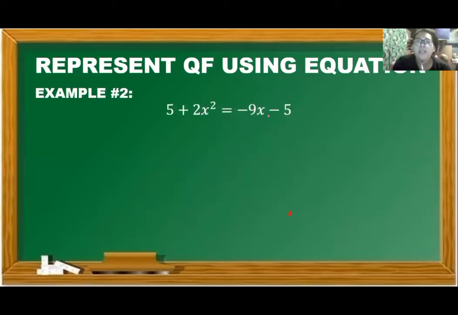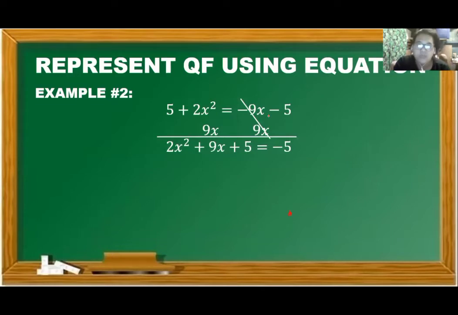Example number 2. Here in example number 2, we have the expression 5 plus 2x squared is equal to negative 9x minus 5. As you can see, in example number 2, it is also not in standard form. So we have to solve it first to make it in standard form. To do that, we apply addition property of equality by adding positive 9x both sides, and we cancel out negative 9x and 9x, so that we have 2x squared plus 9x plus 5 is equal to negative 5.